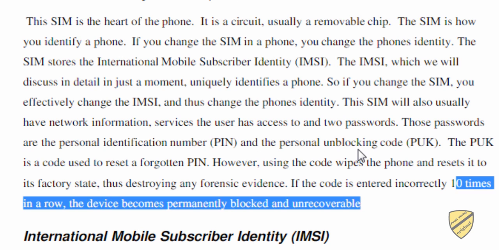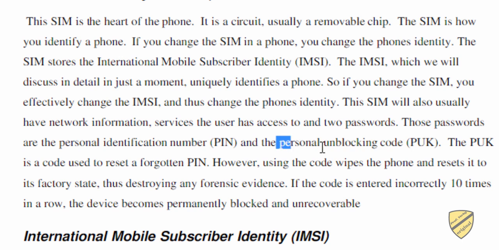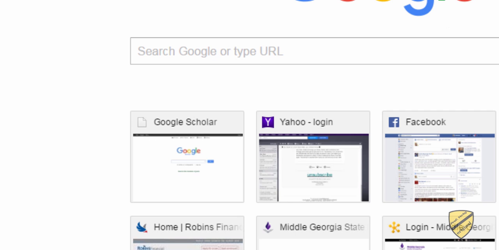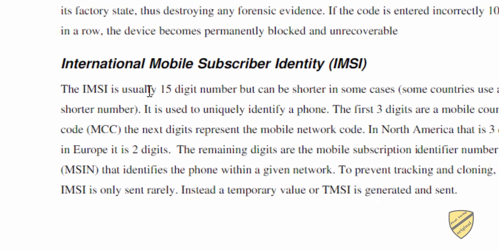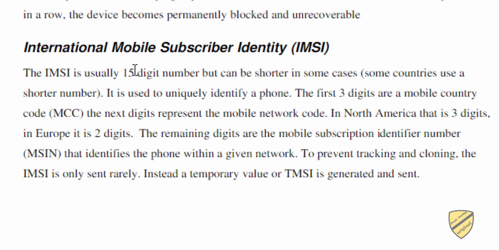So some mobile forensics investigators will refer to this as getting pucked up, or just getting pucked. So you have to be careful with the personal unblock key. Sometimes you'll see this as a PIN unlock key code as well, or PIN unlock key. That's how you'll also see that sometimes. Let me see if I can search that real quick and show that to you. Personal unlocking key. And again, the IMSI is your mobile subscriber identity.